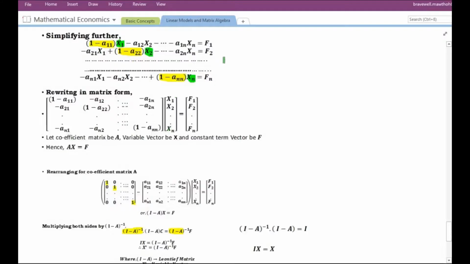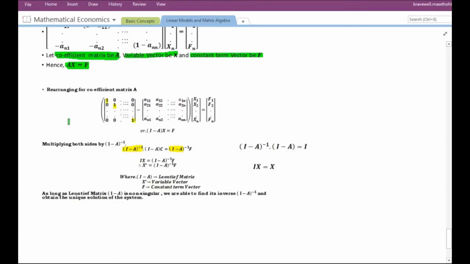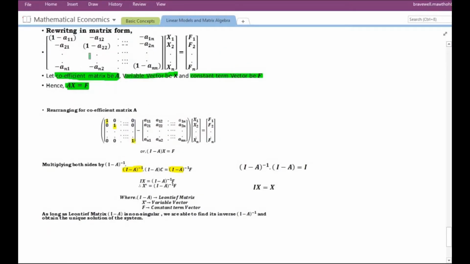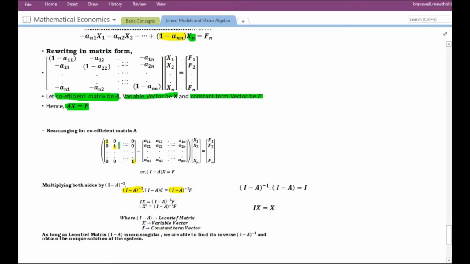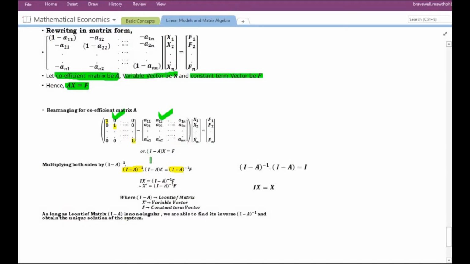Now rewriting the above set of equations in matrix form, if we name the coefficient matrix by A, the variable vector by X and the constant term vector by F, we have AX equal to F. Now rearranging the coefficient matrix, we split it into two matrices, that is the identity matrix and the coefficient matrix. Again rewriting the above matrices in notational form, we have (I minus A) times X equal to F. Now I minus A is known as the Leontief matrix.